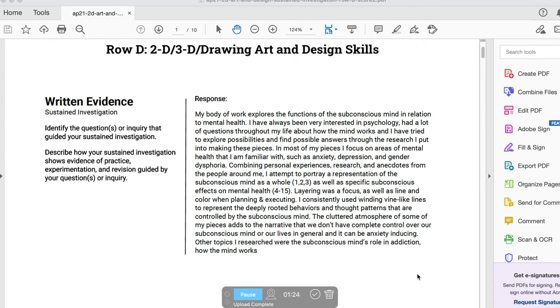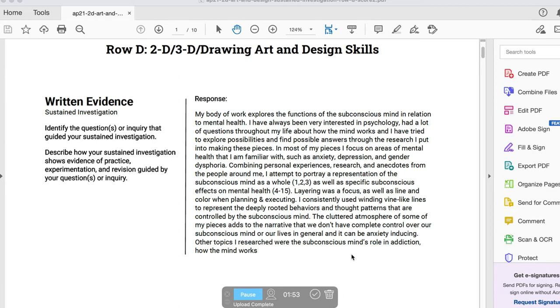Combining personal experiences, research, and anecdotes from the people around me, I attempt to portray a representation of the subconscious mind as a whole, as seen in images 1, 2, and 3, as well as specific subconscious effects on mental health, as seen in image 4 through 15. Layering was a focus, as well as line and color when planning and executing.